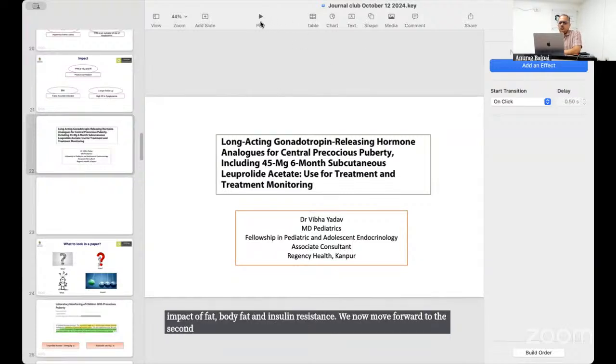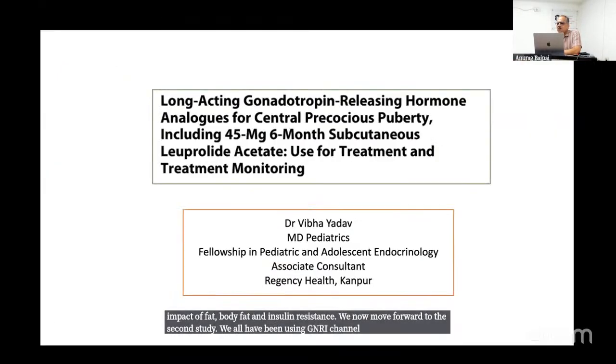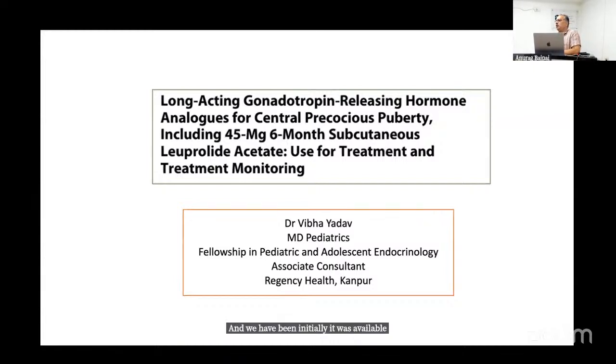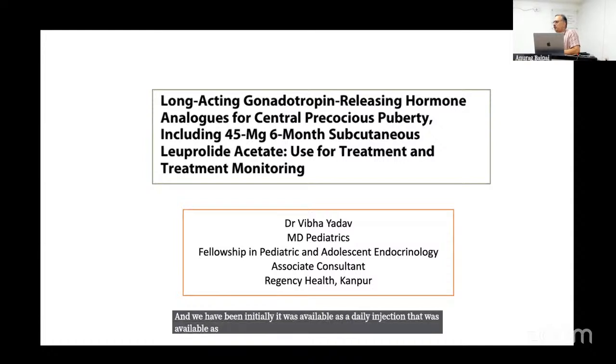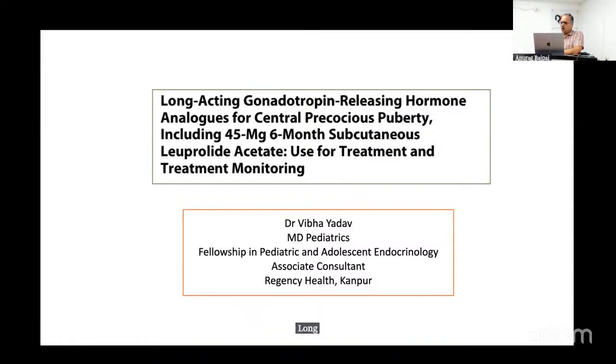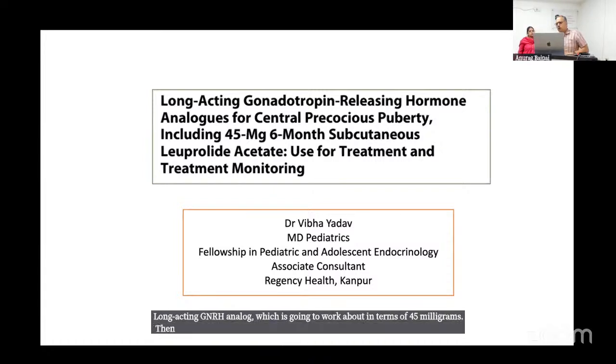We all have been using GnRH analogs for quite some time. Initially it was available as a daily injection, then it was available as a weekly one, then it became 4 weekly, now we are using 12 weekly. There is one which is a yearly injection which is available. Now Dr. Vibha is going to shed light about this new long-acting GnRH analog, which is going to work in terms of 45 milligrams. And we have a follow-up paper also on a similar ground, which Dr. Sandeep will talk about.